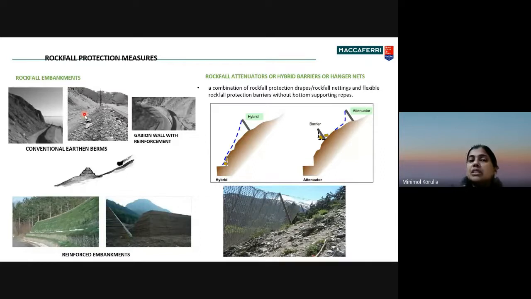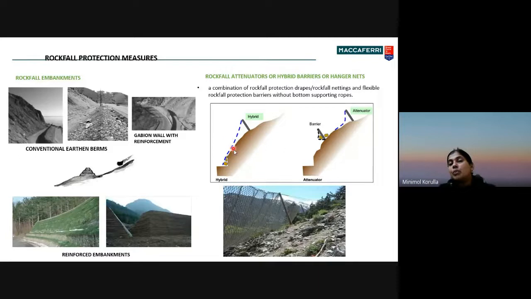Okay, so this is not in fact correcting the slope instability. So this is a passive method. We are creating an embankment in the path of the rockfall. So this is the rockfall. If I am creating an embankment here, that will prevent the disasters which can happen with the rockfall.